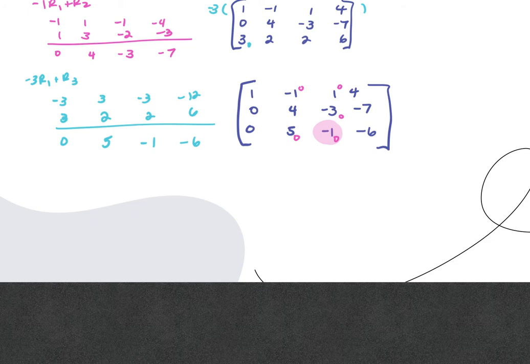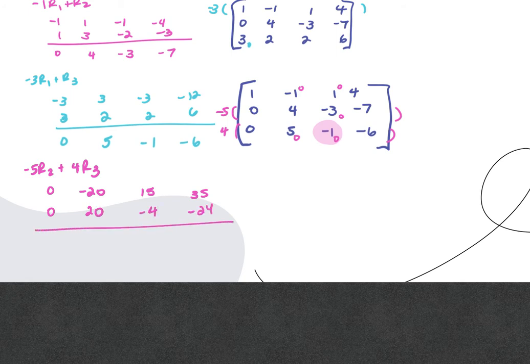Both rows. Okay, so we're going to do negative 5 row 2 plus 4 row 3. So negative 5 times row 2 would be 0, negative 20, positive 15, 35. And then positive 4 times row 3: 0, 20, negative 4, negative 24. And I get 0, 0, 11, and 11.